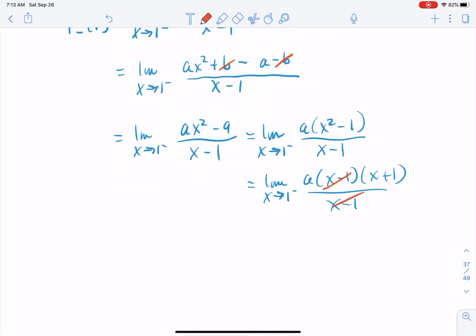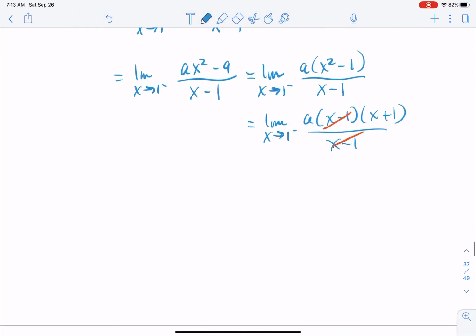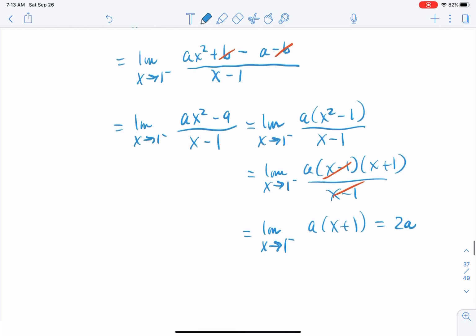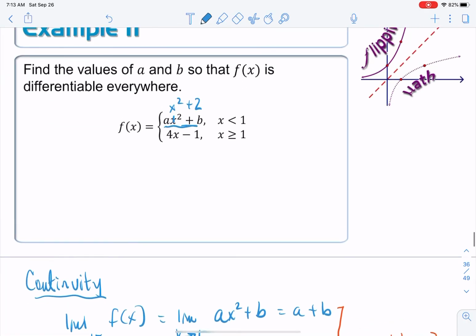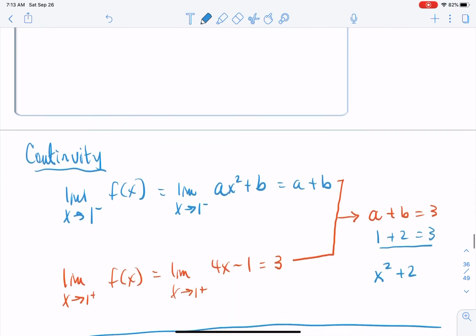Boom, boom. And then finally, my gosh, this has been forever. From the left, I just have a times x plus 1. All right, whenever I plug in 1, 1 plus 1 gives me 2, so I have 2a. So we just discovered that the derivative of this parabola part from the left at 1 needs to be 2 times a.